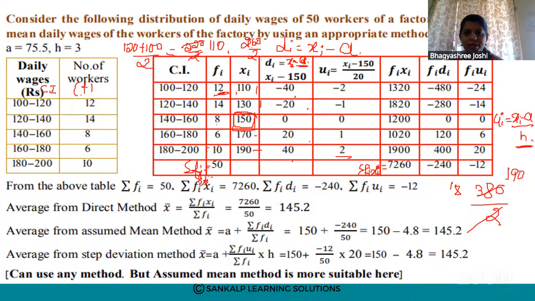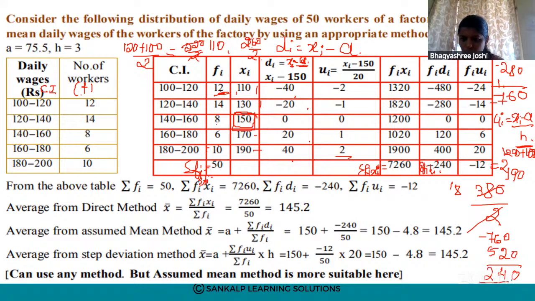Next, we'll calculate sigma Fi xi. Sigma means what? This is summation. Summation means sum of all the values. So, sigma Fi xi. If you add all these values, then you will get 7260. Next, sigma Fi di. First, we'll calculate minus 480 minus 280. That is minus 760. And 120 plus 400, that is 520. So, minus 760 plus 520 is minus 240, the value of sigma Fi di.